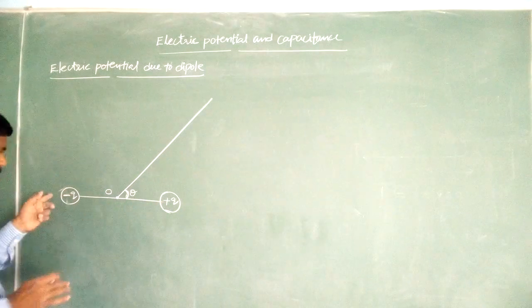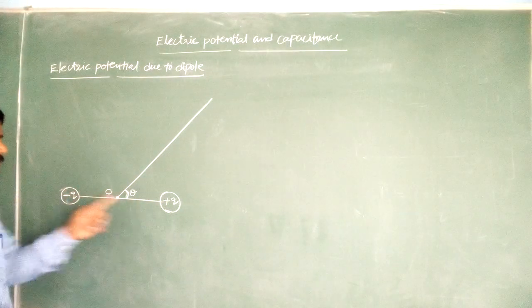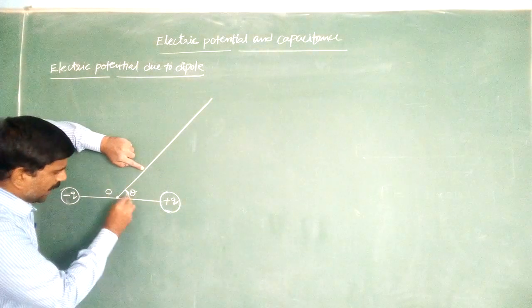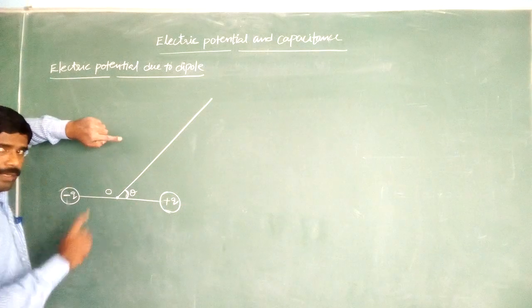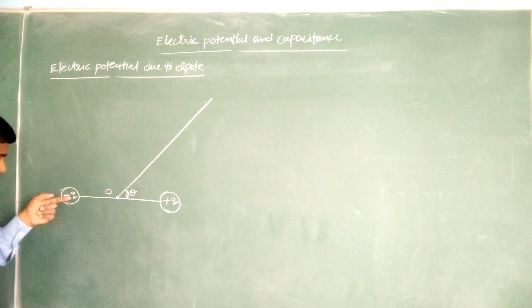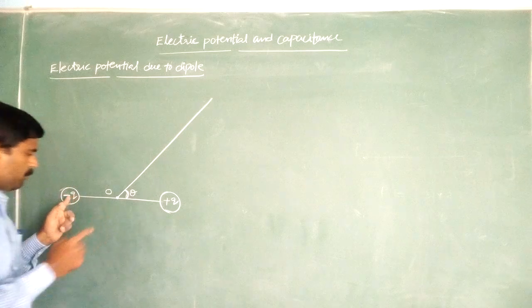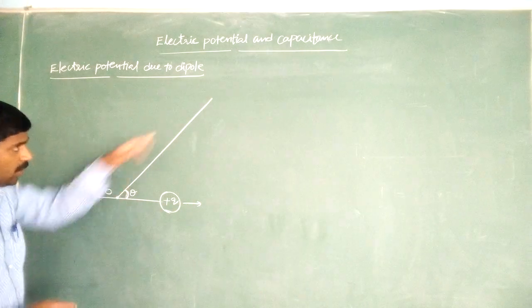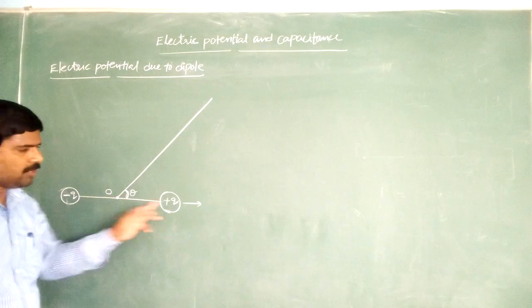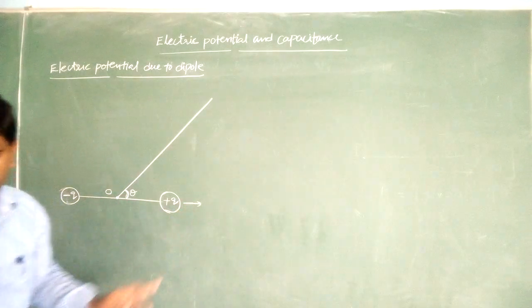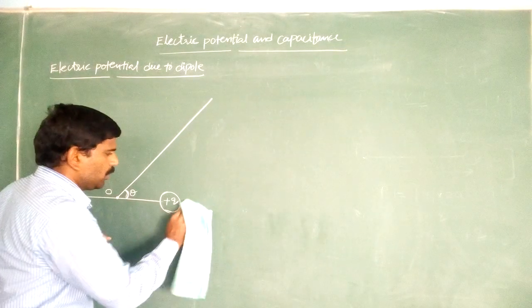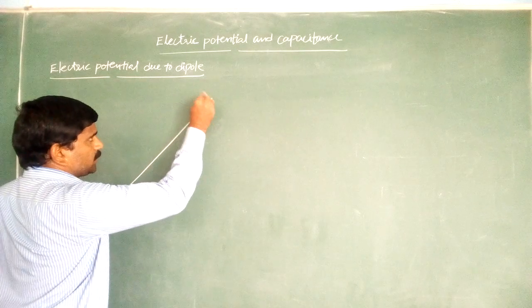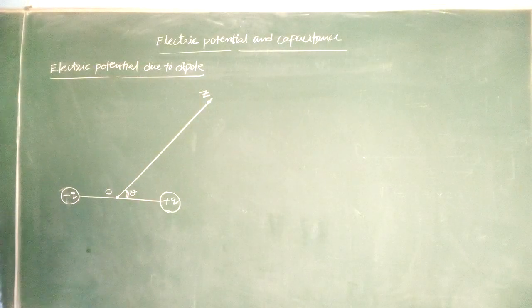What is the axial line? The line which passes through both the charges of the electric dipole. So this line makes a certain angle theta with the electric dipole moment. Already we know that the direction of the electric dipole moment is from the negative charge to the positive charge, in this direction. So we want to find out the electric potential at point Z.